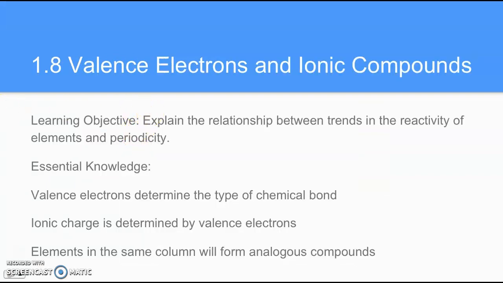Okay, and then the last section is 1.8, valence electrons in ionic compounds. The learning objective here is to explain the relationship between trends in the reactivity of elements and periodicity. The essential knowledge is valence electrons determine the types of chemical bonds, and actually Unit 2 has more on chemical bonds, so we'll talk about that more then. And ionic charge is determined by valence electrons, and the idea here is you want to get to the octet rule, or the rule of 8. So atoms will gain or lose electrons to get up to 8 in their outside energy level, and that determines the ionic charge. And then elements in the same column will form analogous compounds.